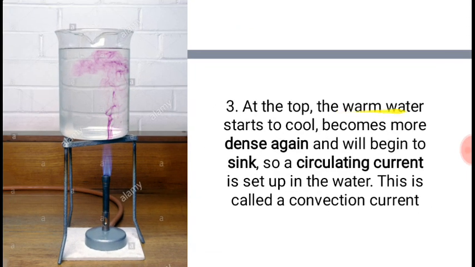At the top, the warmer water starts to cool. So this is the third step. We discussed two steps. One is about the hot water, which becomes less dense, expands and moves up to float up. Number two is about the cold water, which is dense, so it sinks down. And number three, at the top, the warm water starts to cool, becomes more dense again, and will begin to sink. So you will see a circulating current inside the beaker.